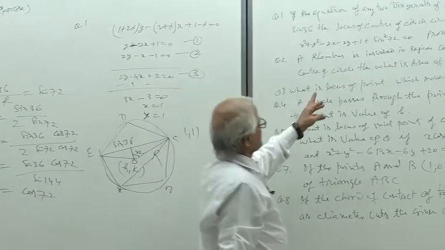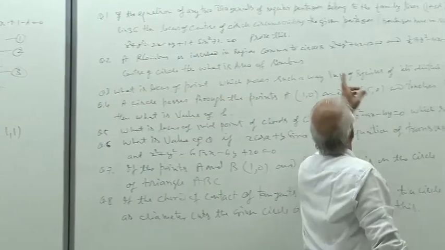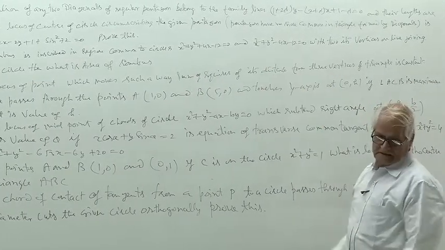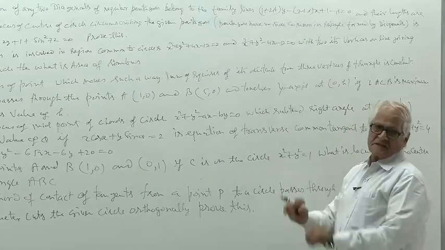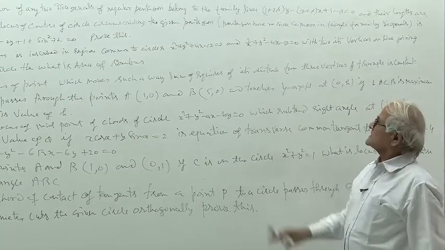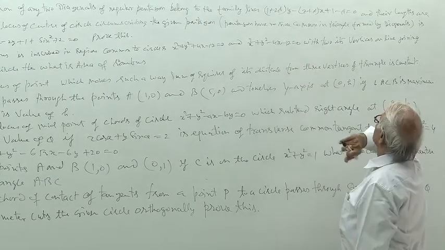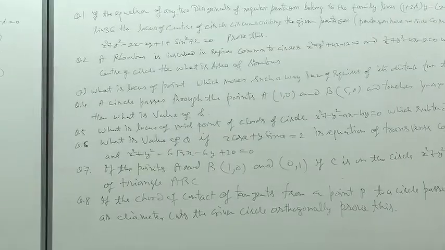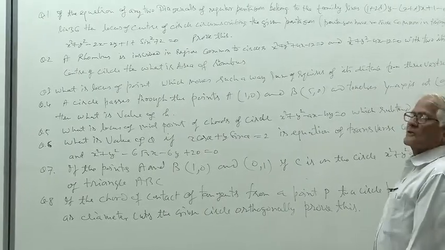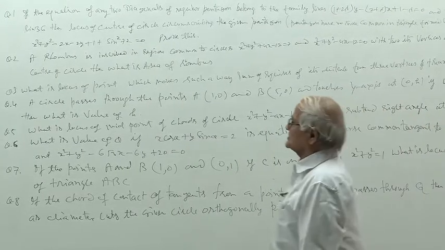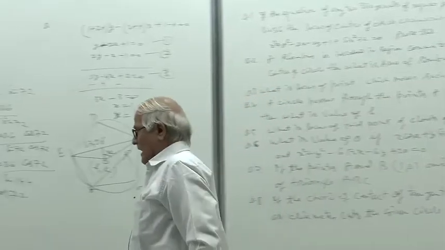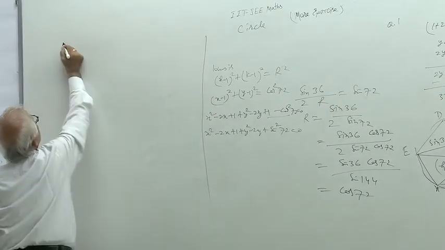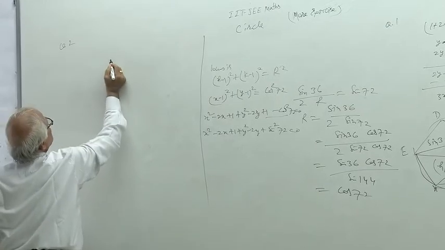A rhombus is inscribed in the region common to the circle this and this. Now we have to draw 2 circles, and we draw the rhombus in the region between the 2 circles. If 2 vertices lie on the line joining the centers of the circles, then what is the area of the rhombus? Now you see question number 2. Now you see we have solved question number 2.